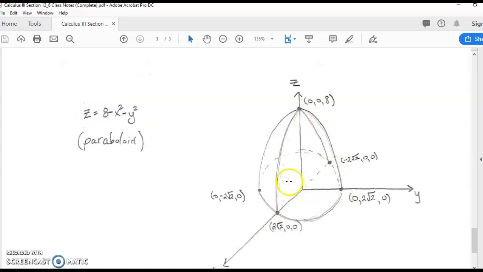And then you just draw the upside down parabolas in the xz plane and the yz plane. I probably should have drawn this one dotted, sorry, because we couldn't see that one. And then in the xy plane, when z is 0, you're going to have x squared plus y squared equals 8, which is just this circle in the xy plane.